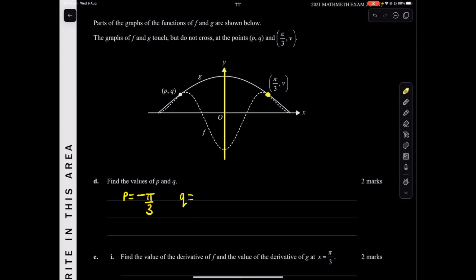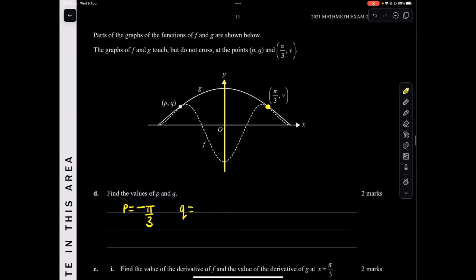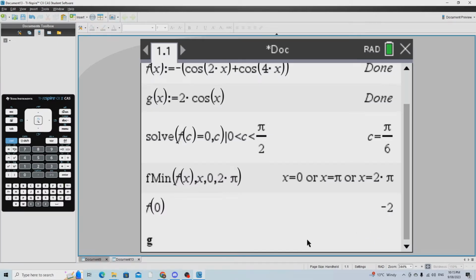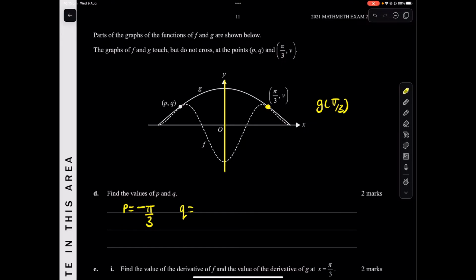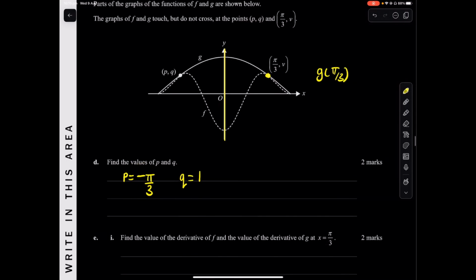so what's the most basic function? g of x. So, we know g of x. What is g of pi on 3? So g of pi on 3 gives you 1. So it means your v value and your q value must equal 1. Yeah, so that's that. Very nice and easy.